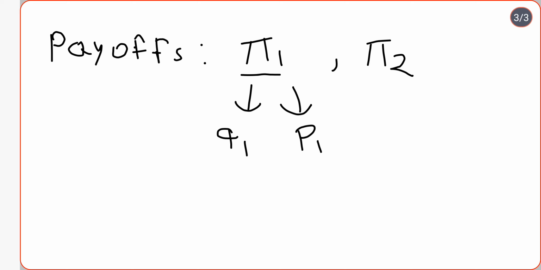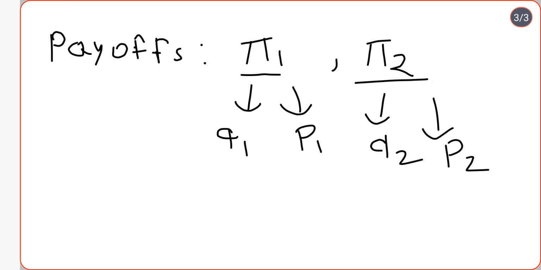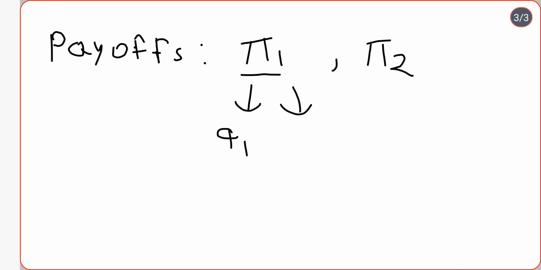So these are the payoffs that we have. Pi 1 is the payoff for firm 1 and pi 2 is the payoff of firm 2. Pi 1 depends upon the quantity Q1 of firm 1 and the price of the product, and pi 2 is determined by Q2 and the price. Q2 is the amount of production by firm 2. Now, how can we set up the game? We will look into that now.